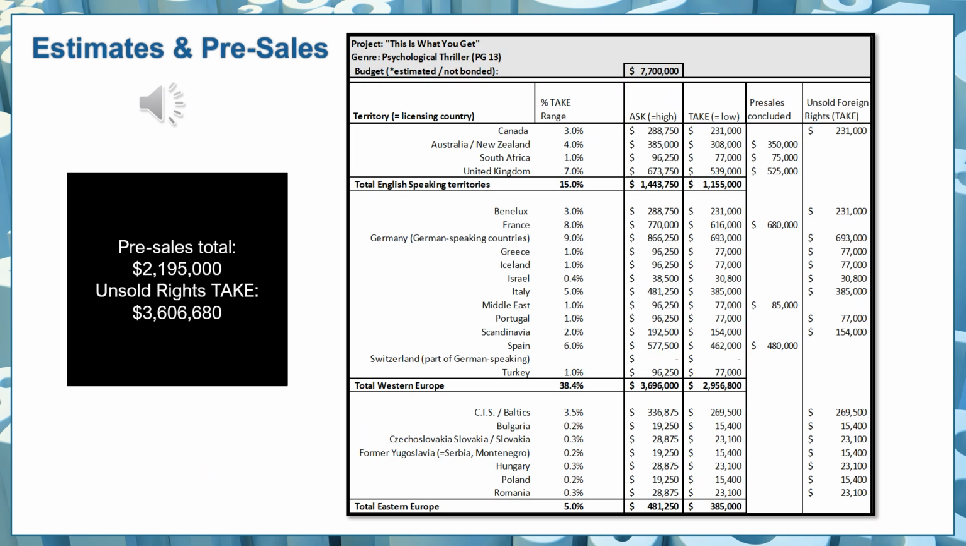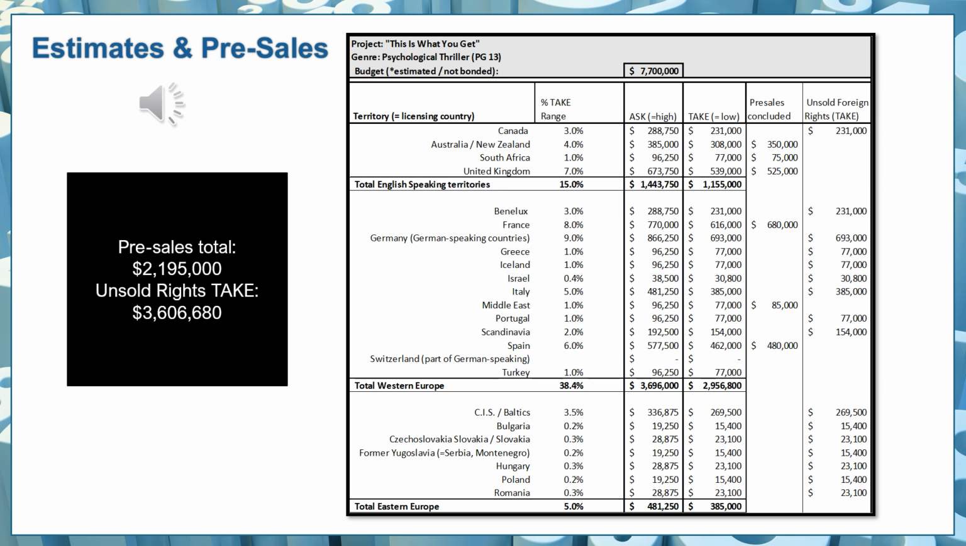So here we're going to see our sales estimates in connection with the pre-sales that have been concluded. The pre-sales that we've made in a few territories here are $350,000 with the Australia and New Zealand buyer for the territory Australia and New Zealand. So you see 350,000 is between the take price of 308,000 and the ask price of 385,000. So it's in that range.